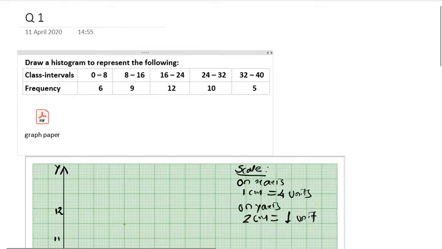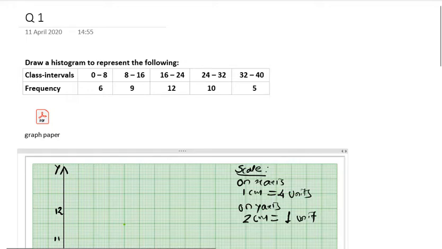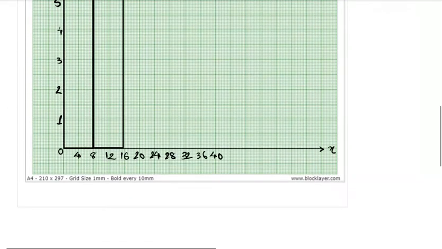Okay, so this is our first question, where you have to draw the histogram of the following. Class intervals are 0 to 8, 8 to 16, 16 to 24, 24 to 32, 32 to 40. So I've chosen a scale of 1 centimeter is equal to 4 units. I'll show you on the x-axis.